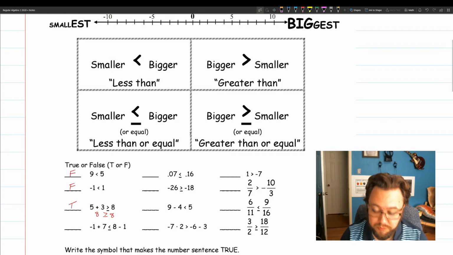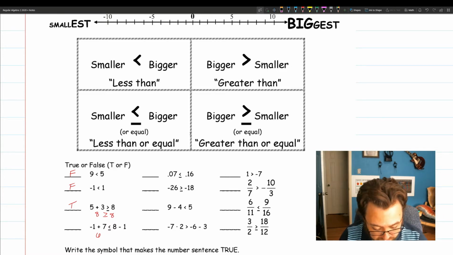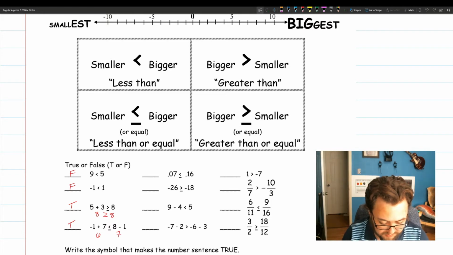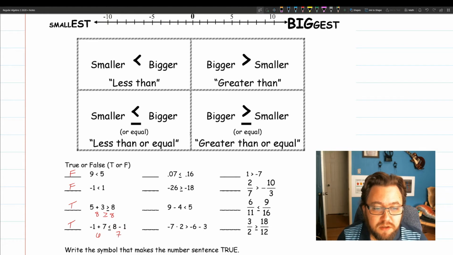-1 plus 7 would be 6, is less than or equal to 7 minus 1, 8 minus 1, which is 7. So that is definitely true. 6 is less than 7. 7 hundredths is less than or equal to 16 hundredths. Decimals tend to confuse people. In this case, would you rather have 7 cents or 16 cents? I want more money. I'm going to go with 16. 16 is greater than 7, so we're going to say that is true.